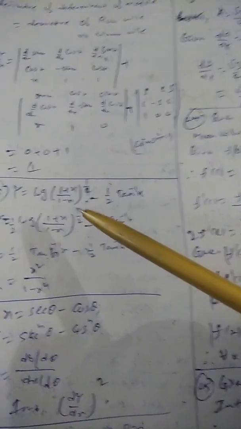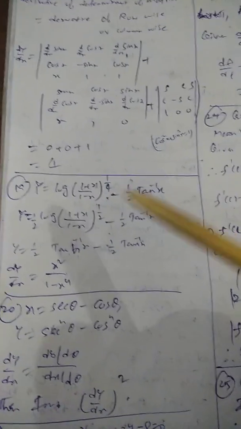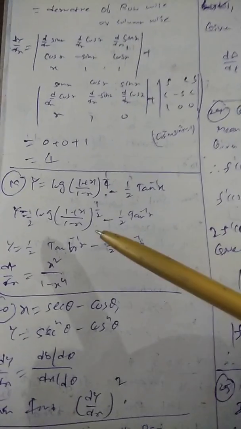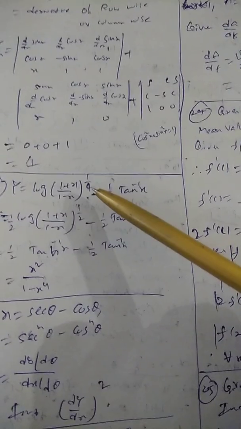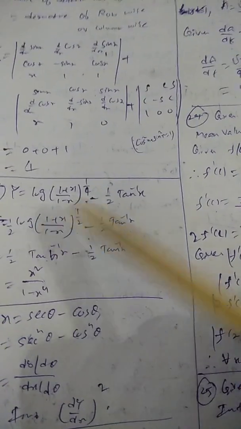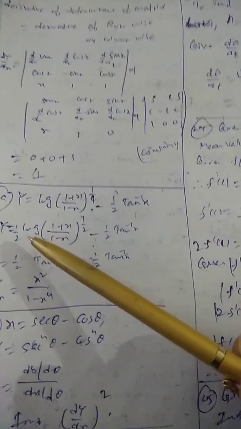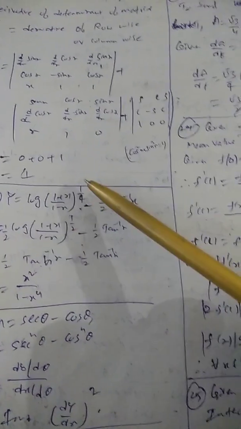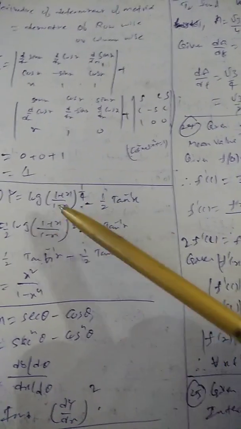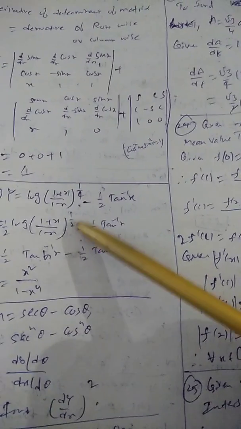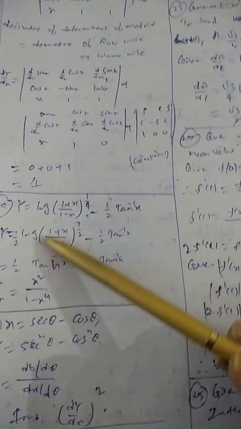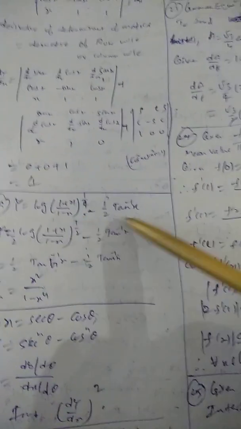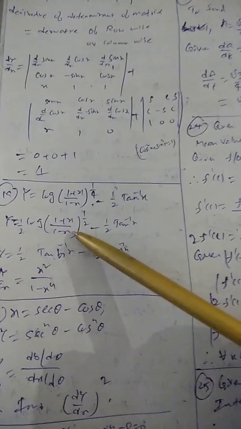Next, y equals log of 1 plus x by 1 minus x whole power 1 by 4 minus 1 by 2 tan inverse of x, then find dy by dx. So just change the given function: 1 by 4, I am writing as 1 by 2 whole square. You can write 1 by 2 of log a power m equals m log a. So 1 by 2 log of 1 plus x by 1 minus x whole power 1 by 2, which is nothing but the tan h inverse of x formula. So 1 by 2 tan h inverse of x minus 1 by 2 tan inverse of x.